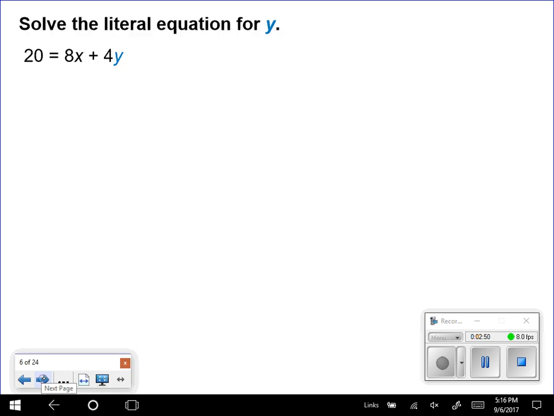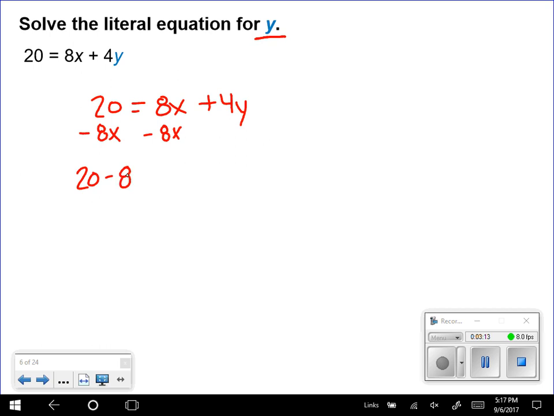Okay, so let's try another example. We have this literal equation here. We have 20 equals 8x plus 4y. And again, it says solve for y. So I'm going to treat my 8x like it's just a number. I'm going to subtract 8x from both sides. So I have 20 minus 8x equals 4y.